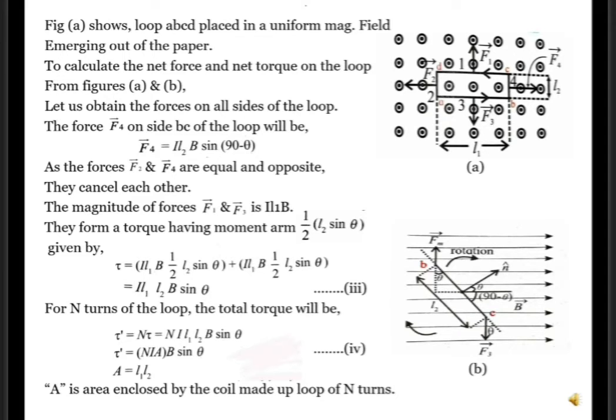Similarly, the force F2 acting on side AD is equal and opposite to F4 bar. They will cancel out each other. The magnitudes of forces F1 bar and F3 bar on the sides AB and CD will be I L1 B sine 90 degree.